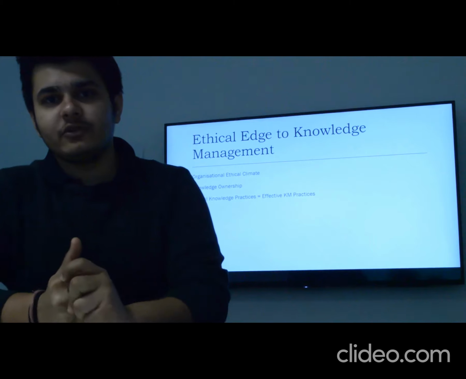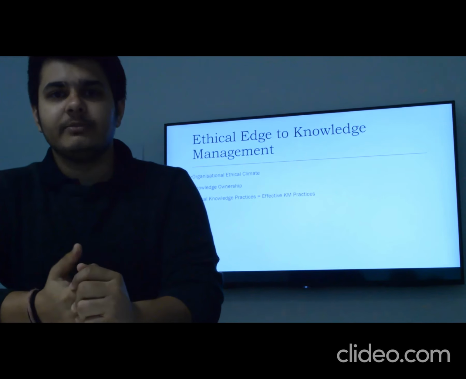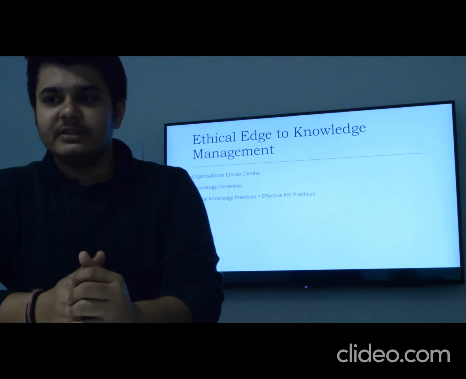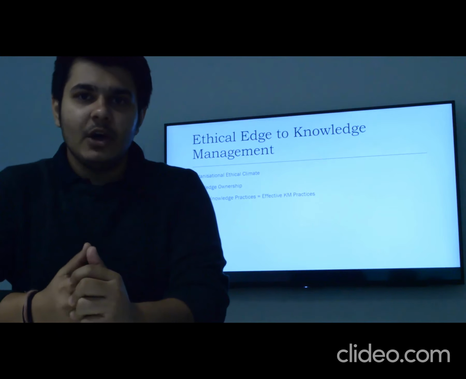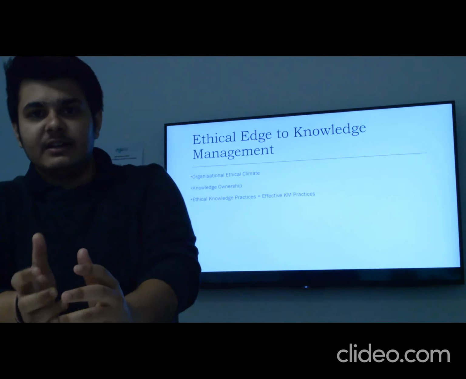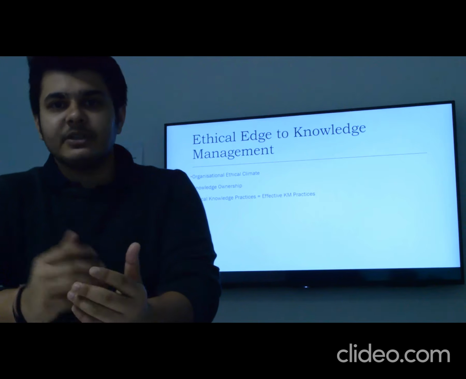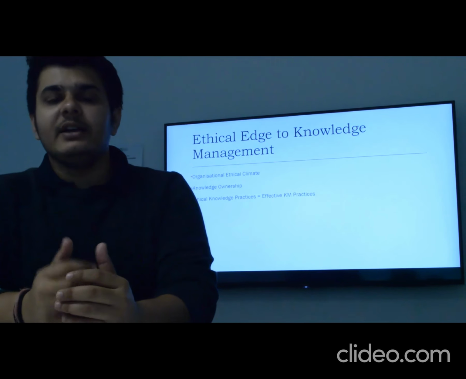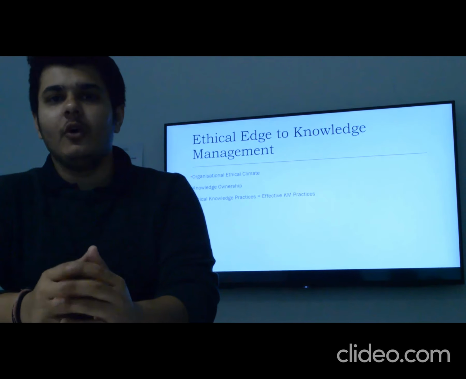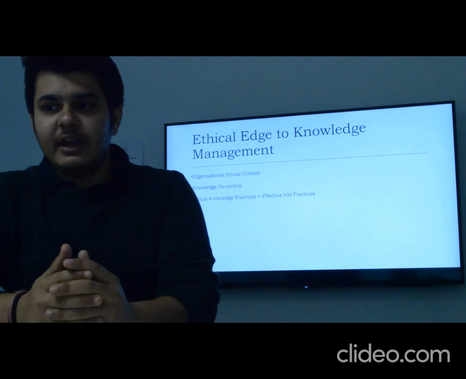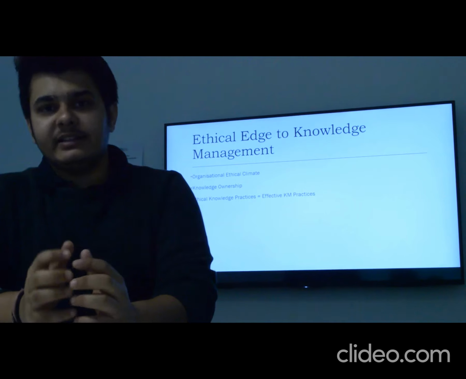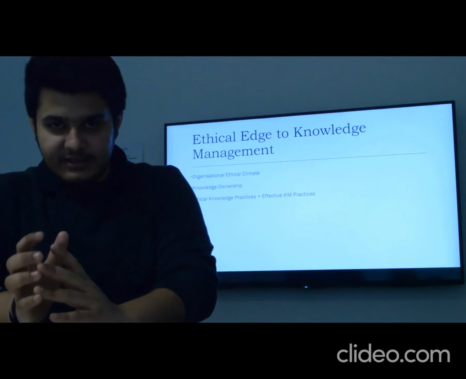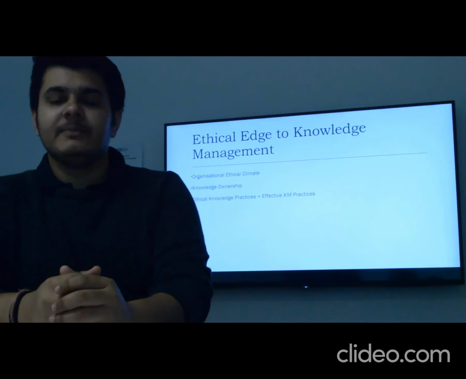At the last, I want to talk about the ethical edge to knowledge management drivers and the whole system. The first thing here is the organizational ethical climate. From perception to perception, this definition changes. This needs to be verified and redefined for all, so that we can create an ethical organizational climate to transfer the knowledge.